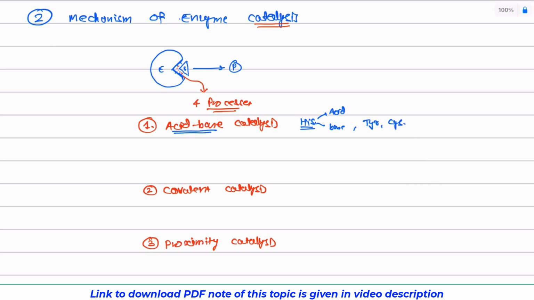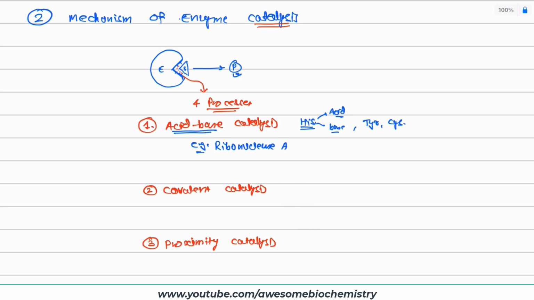So what happens? Such amino acids, by being present at the active site, carry this acid and base effect on the substrate, and so the substrate gets converted to the product. One very good example of such an enzyme is ribonuclease A. This ribonuclease A breaks the phosphodiester bond of the RNA molecule, and this bond breakage is carried out by acid-base catalysis. We will not go into the fine chemical details of how exactly this acid-base catalysis occurs.